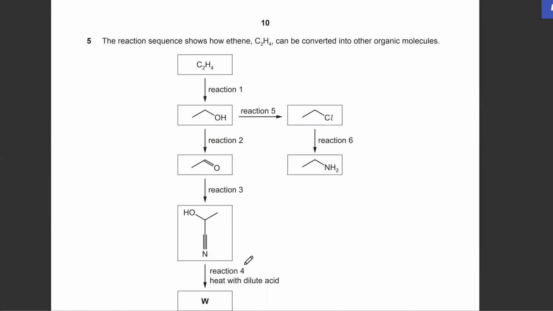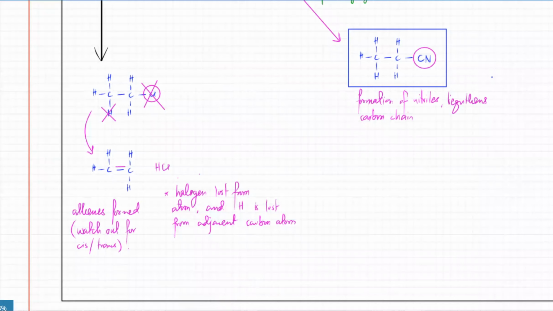Now you have this one. The reaction shows how ethene can be converted into organic molecules. So C2H4, that is a simple alkene. ठीक है. So ये hydrogens है. First one, it's turning into an alcohol. So that's basically water being added. So remember, alkenes can you have.